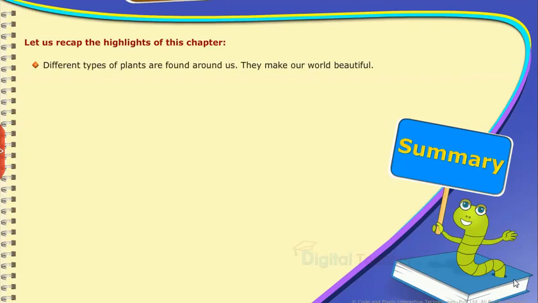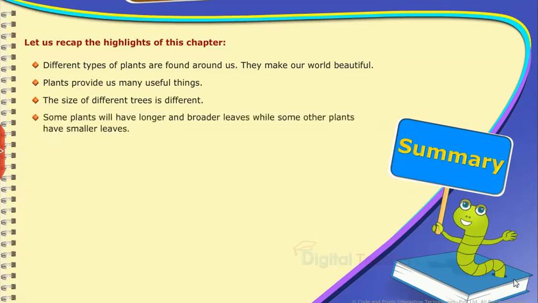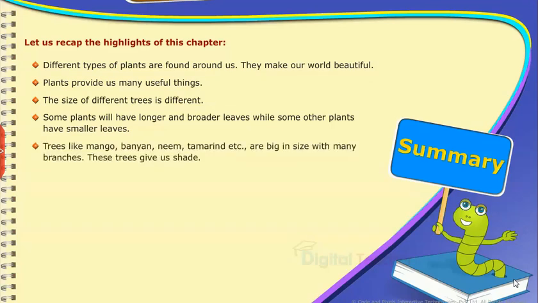Different types of plants are found around us. They make our world beautiful. Plants provide us many useful things. The size of different trees is different. Some plants will have longer and broader leaves, while some other plants have smaller leaves. Trees like mango, banyan, neem, tamarind, etc. are big in size with many branches.